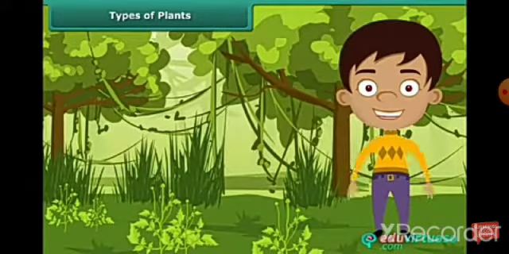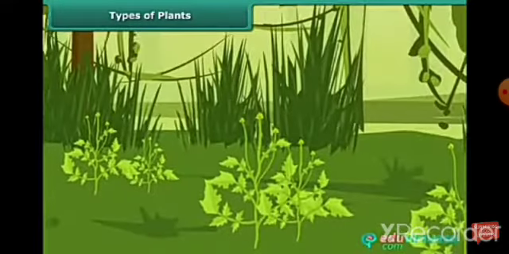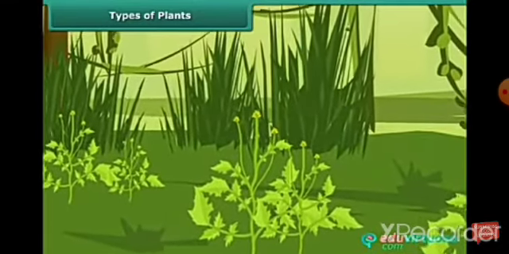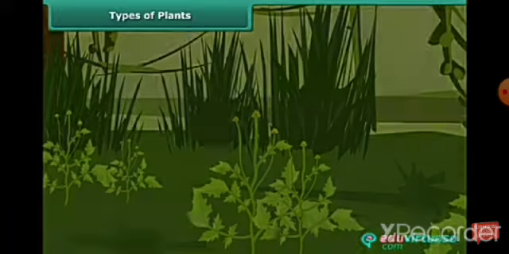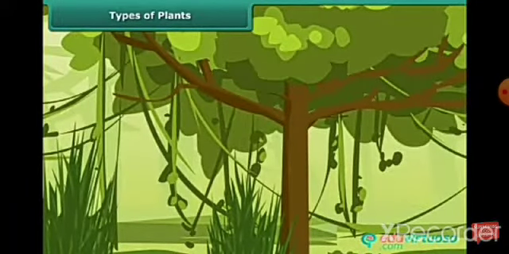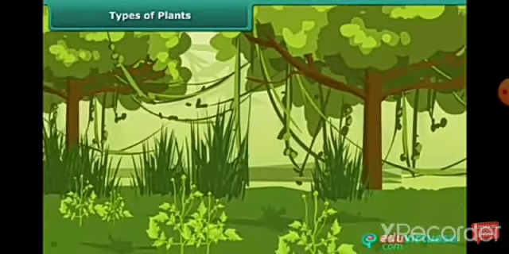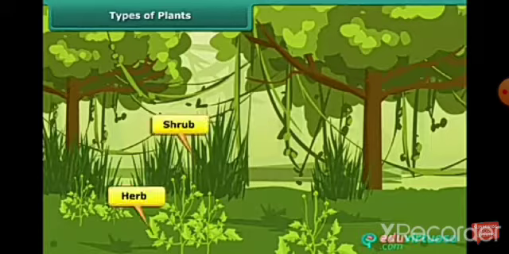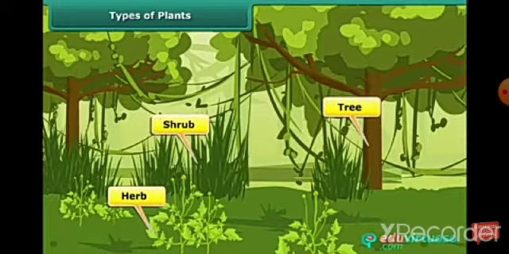We see different kinds of plants growing around us. They vary in their appearance. Some are short, while some others are tall. Some are tender, whereas some others are hard. In fact, plants can be classified into three categories as herbs, shrubs, or trees based on their characteristics.